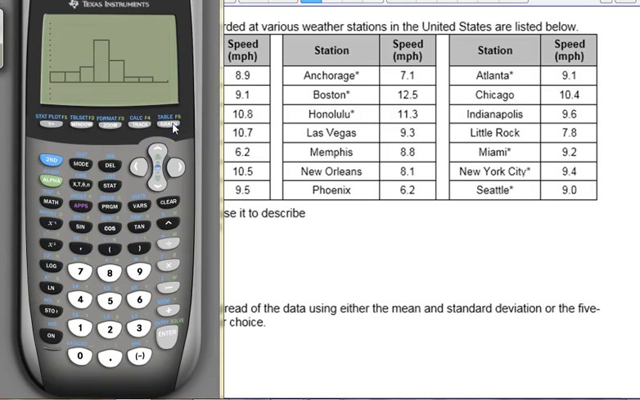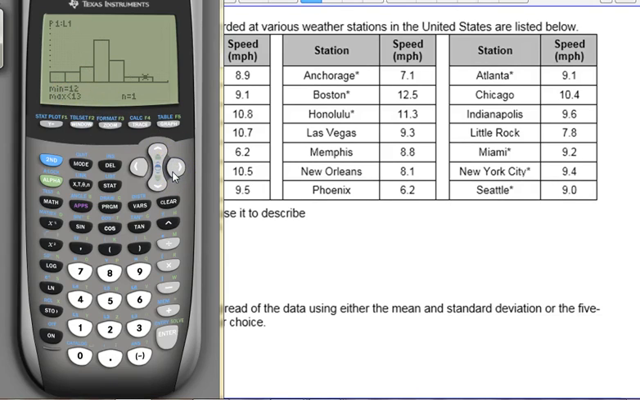So now when we graph, it looks like this. Okay, so if I trace, it says there are n equals 2, meaning there are 2 cities who had a wind above 6 and less than 7. There are 2 cities who had wind between 7 and less than 8. There are 3 cities who had a wind between 8 and 9 miles an hour. Everybody okay?